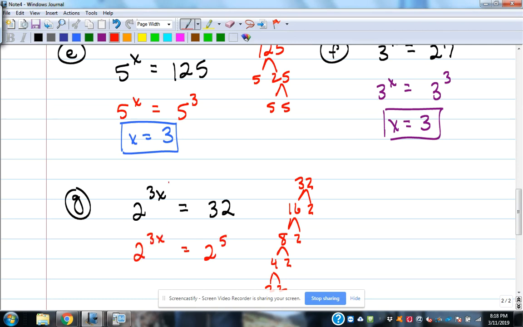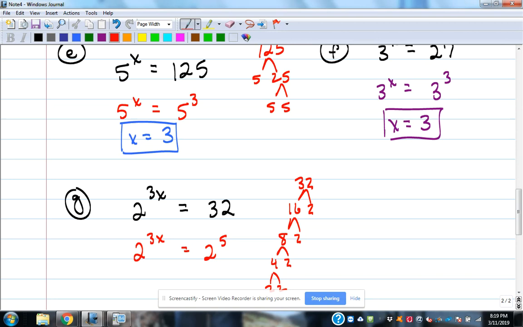Okay, this one's not as straightforward. I got the bases the same, but it's got 3x. So how do I set up my equation? The bases are the same. Look up here. I did 5 to the x is equal to 5 to the third, and my equation was x equals 3. I didn't have to do anything because x was by itself. Here, what would my equation be?